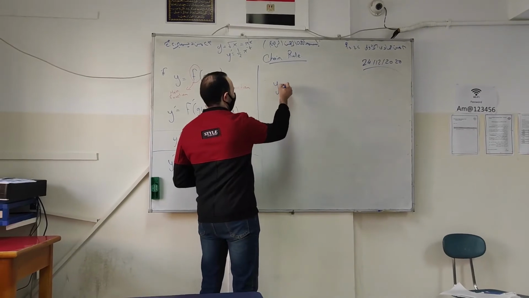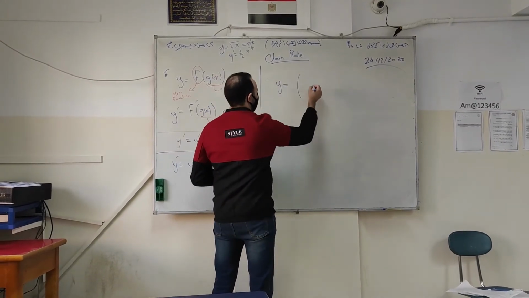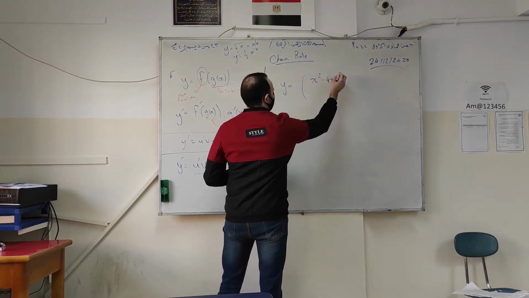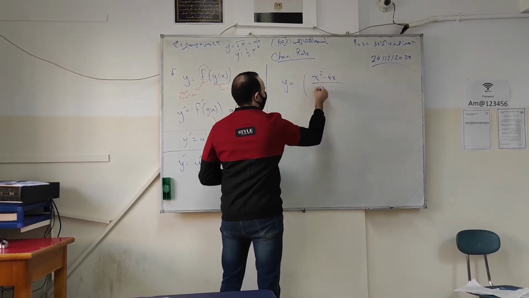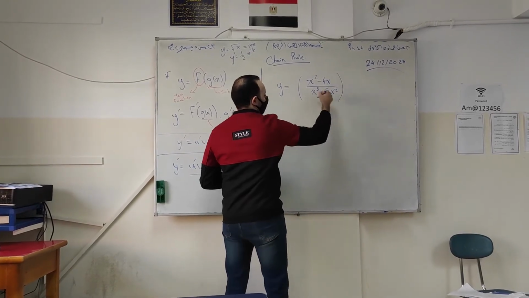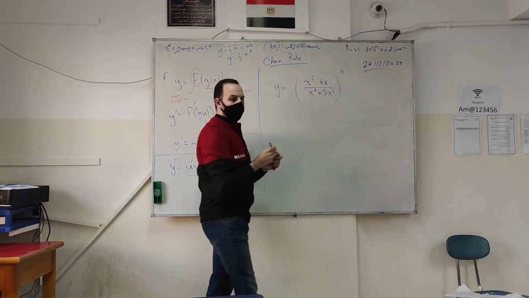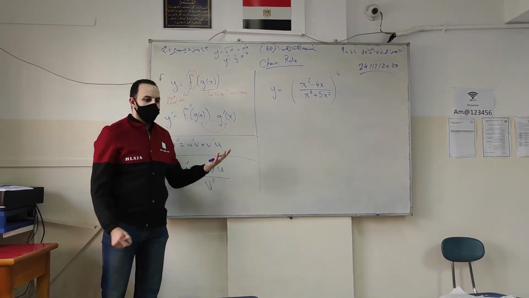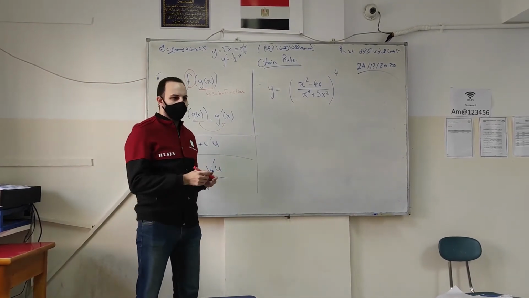Now, let's say this function. I have y equals x power 2 minus 4x over x power 3 plus 5x squared, all of this power 4. What do I have here? Chain rule. What do I have? I have chain rule, right?